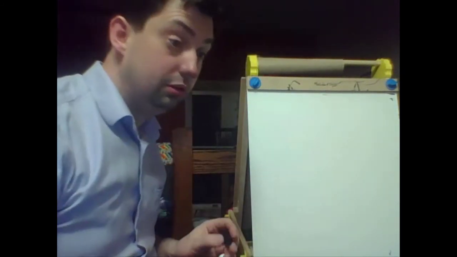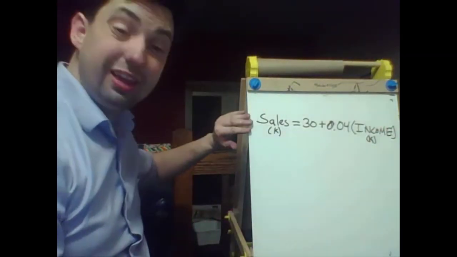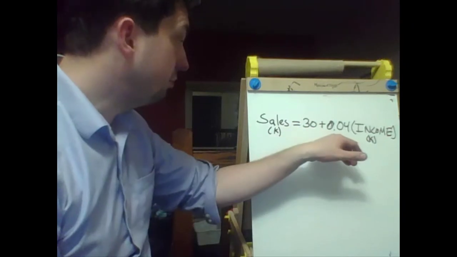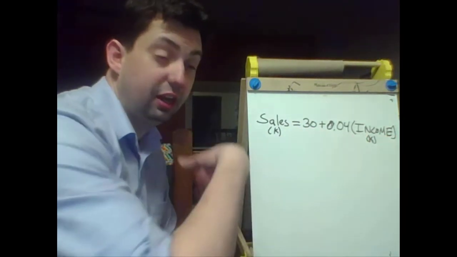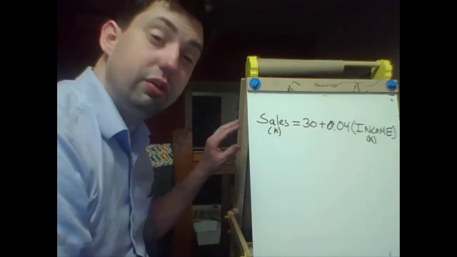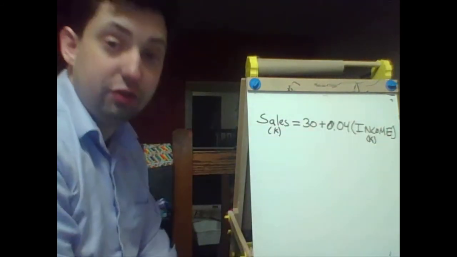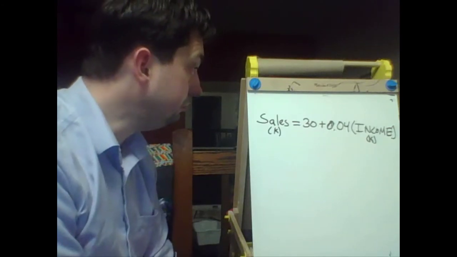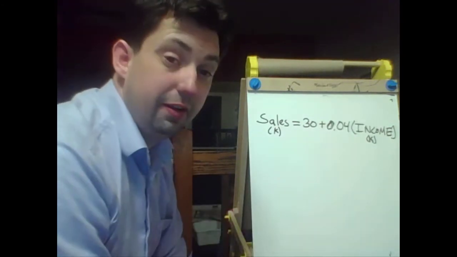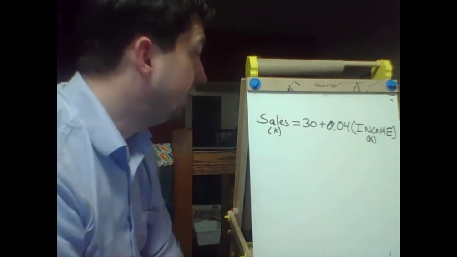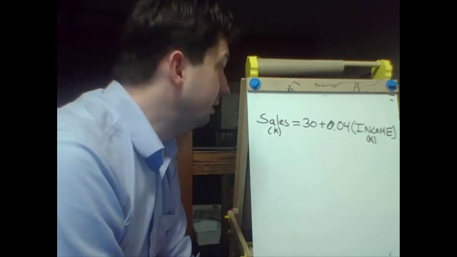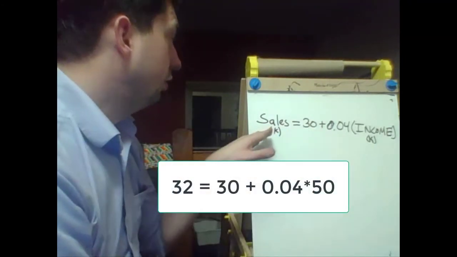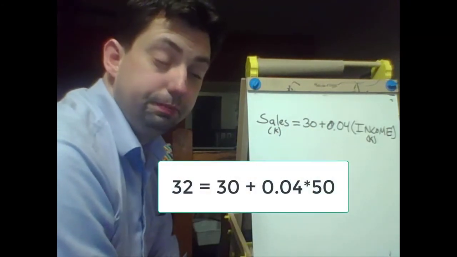Let's do another example. Let's imagine we have sales in thousands of dollars equaling 30 plus 0.04 times the average income of, say, a state in thousands of dollars. So the sales in that state is predicted by average income in that state. Thus, if the average income is, say, 50,000, that would be just 50. 50 times 0.04 is going to be 2, or $32,000 in sales.